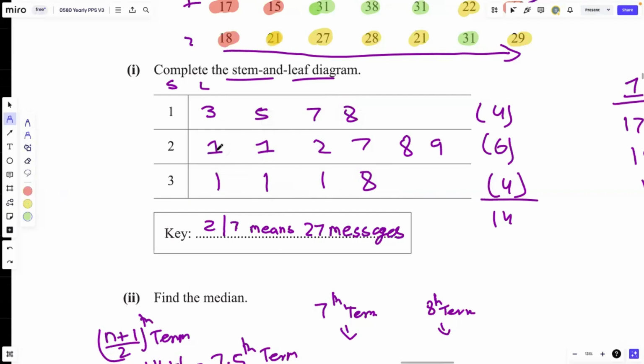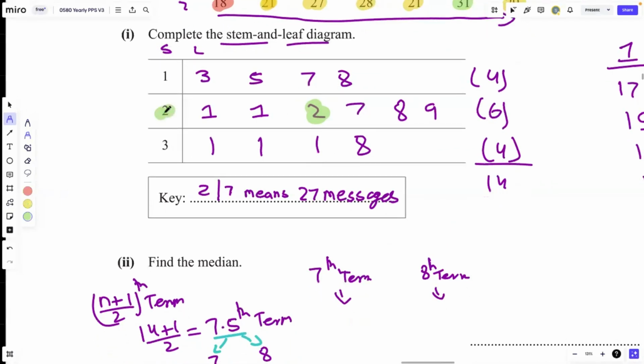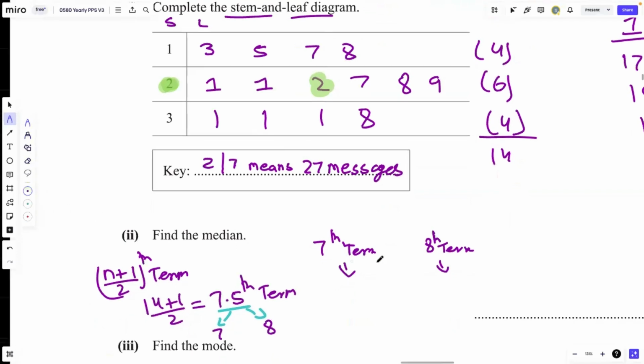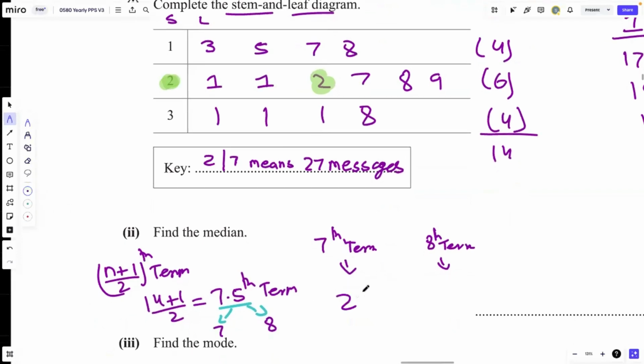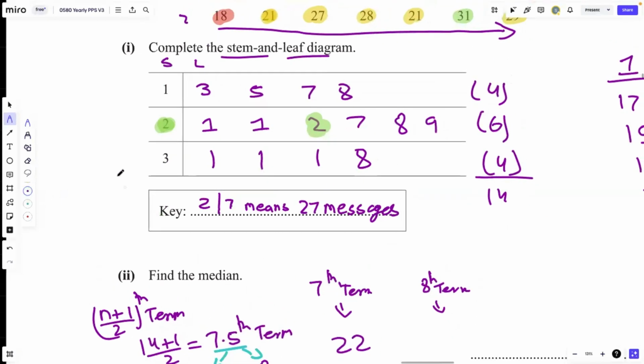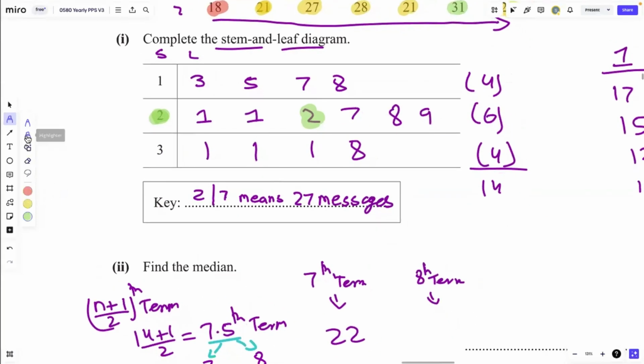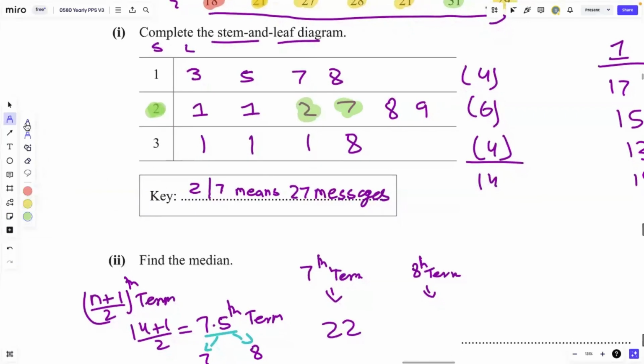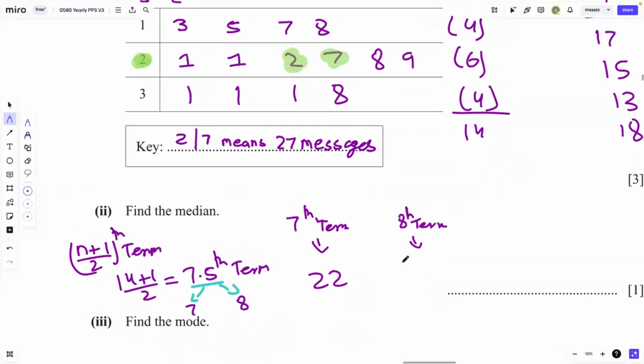Second, third, fourth, fifth, sixth, seventh. That's my 7th term. So that's just going to be how much? That's going to be 22. Please do not write 2, write the complete number, which is 22. And the 8th term is obviously going to be the number next to it. So that's this one, which is 27.